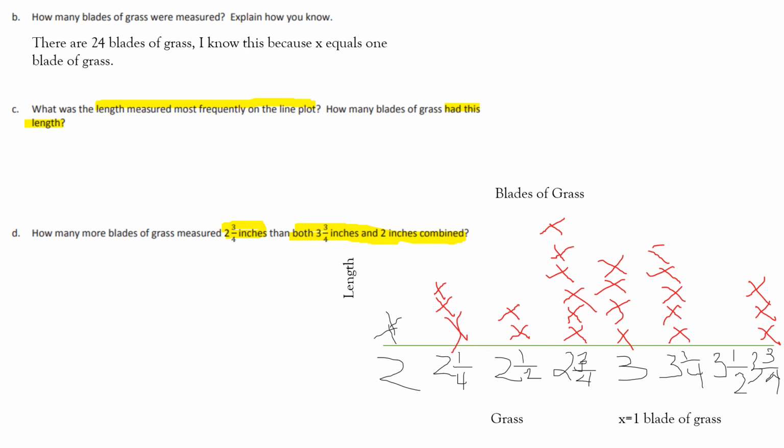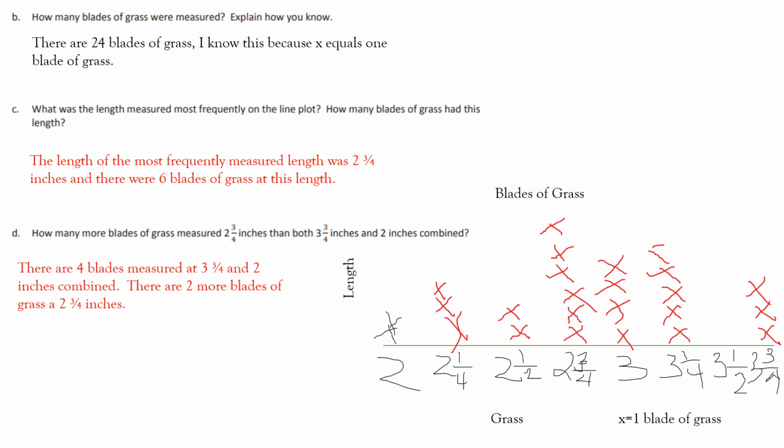All right, we're going to go over these answers now. So as you can see, I said for C, the most frequently measured length was 2 3/4 inches, and there were 6 blades of grass at this length. Then I wrote, there are 4 blades measured at 3 3/4 and 2 inches combined, and there are 2 more blades of 2 3/4 inches.